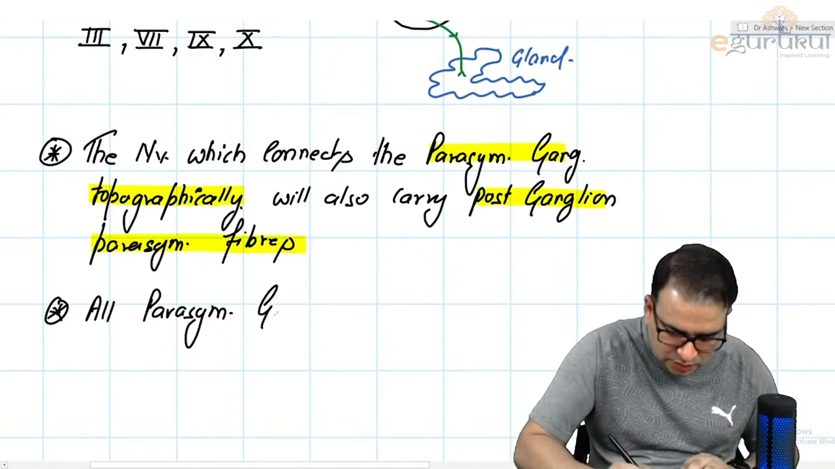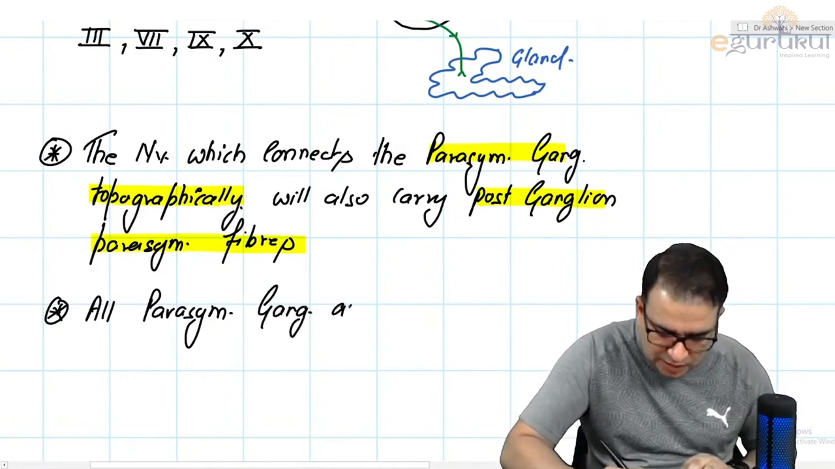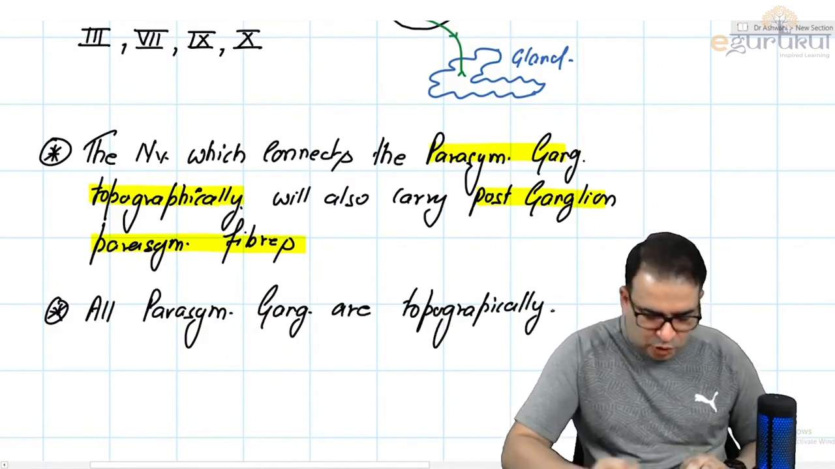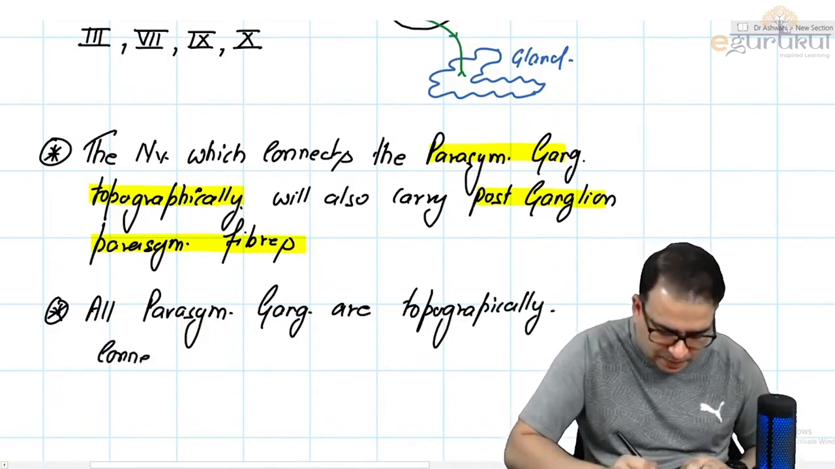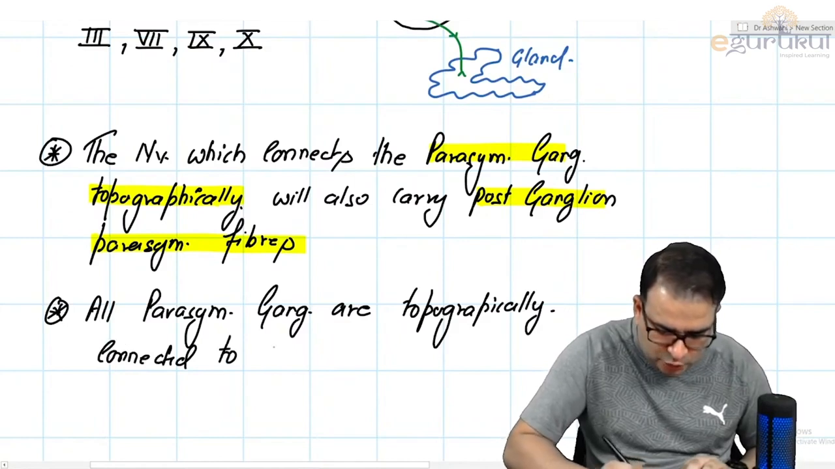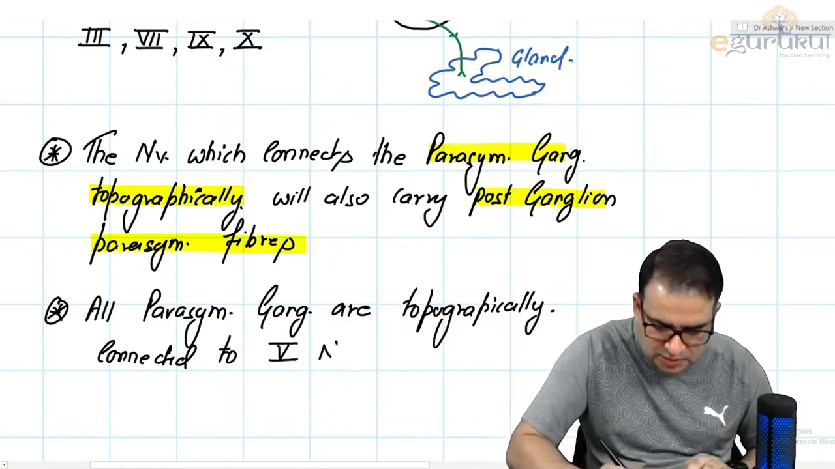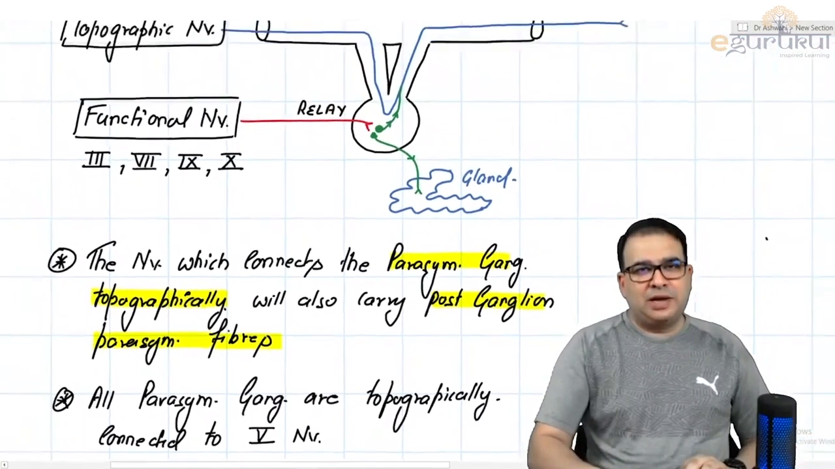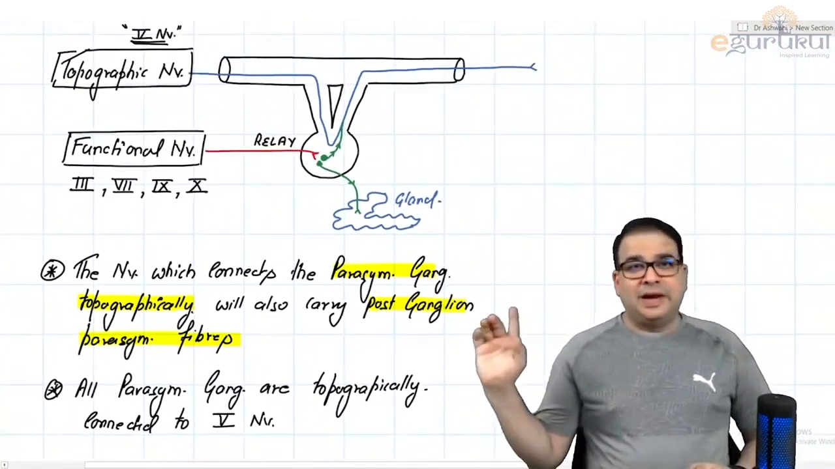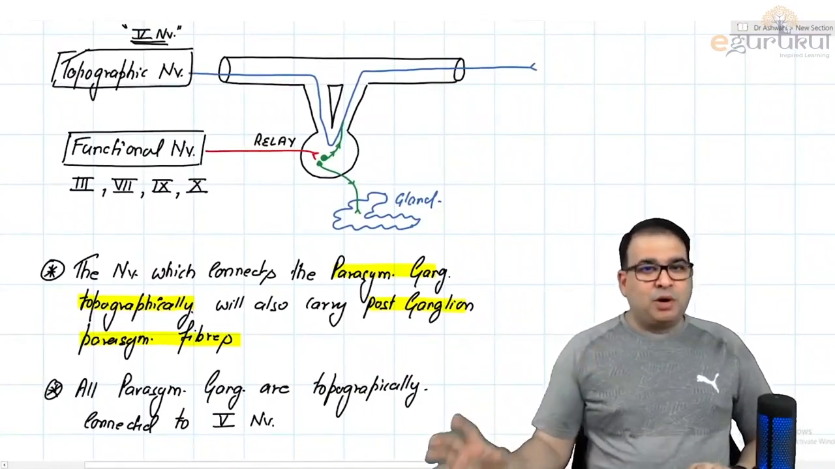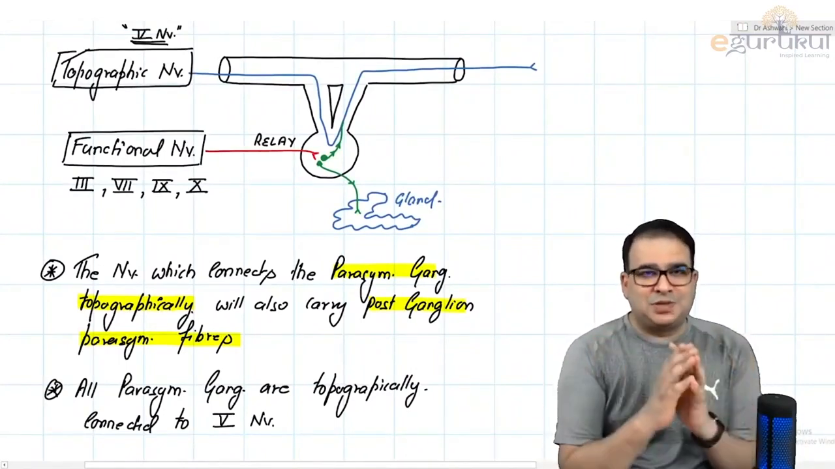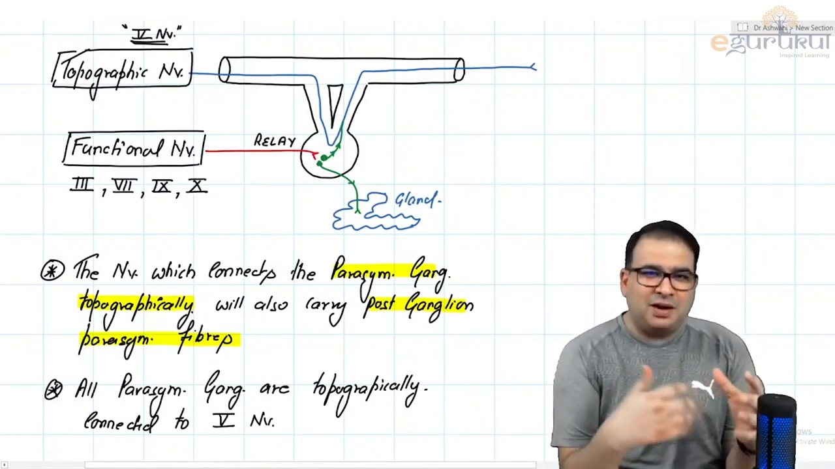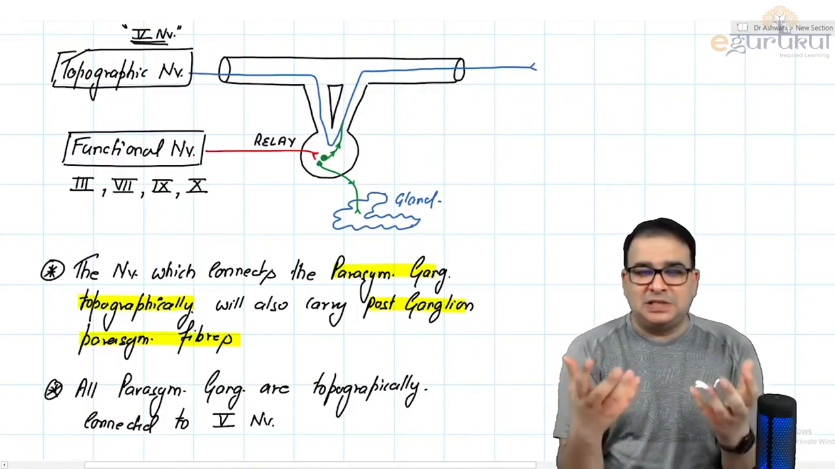And the second point we said is that all parasympathetic ganglia are topographically connected to which nerve, beta? To the trigeminal nerve. They're all topographically connected to the trigeminal nerve. Nobody will tell you this, but this is so important. This is an extract of all the parasympathetic ganglia. It is merely stupidity if you start reading the ganglia without understanding these basic concepts.